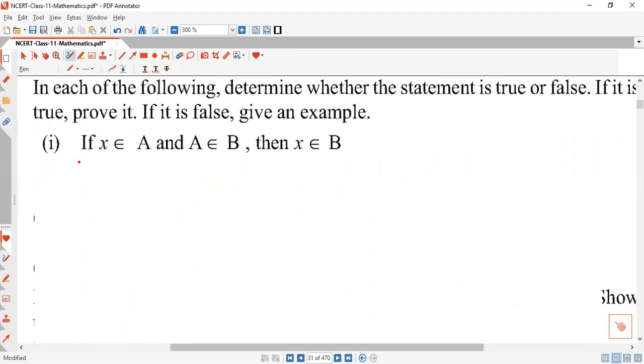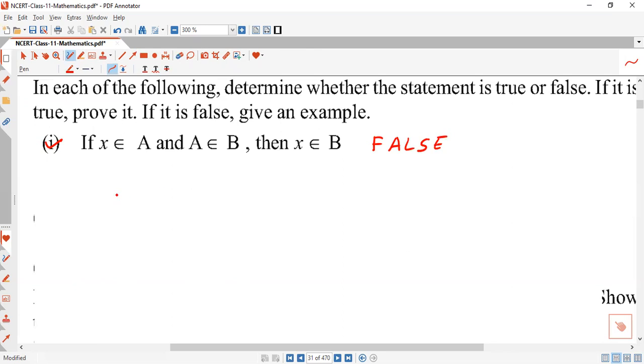See in this question number 1, part 1. If X belongs to A, X is an element of A, and A is an element of B, then X is also an element of B. We don't think so that it is true. It is a false statement.